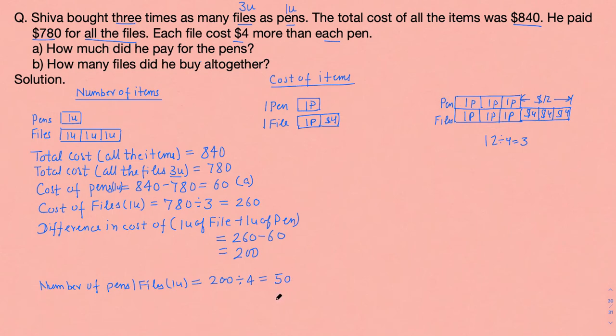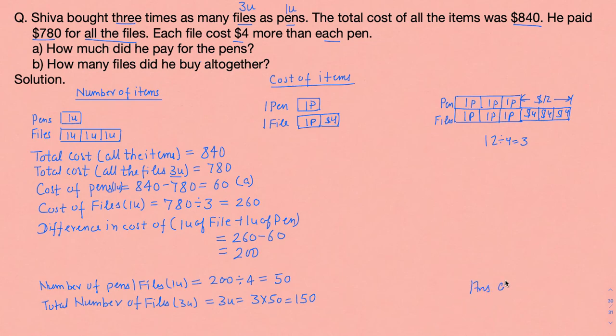But here the question is how many files did he buy altogether, right? So he bought 3 units of files. So we should write here the total number of files, which is 3 units he bought. The total number of files was 3 units, which is 3 times 50. That will give us 150 files, right?